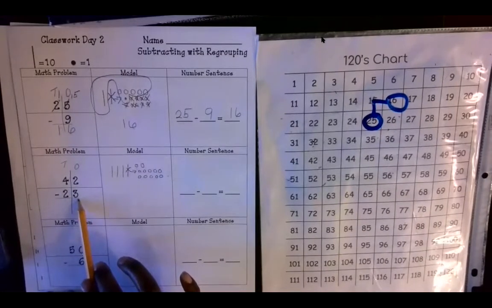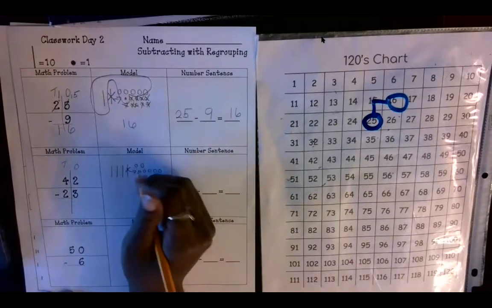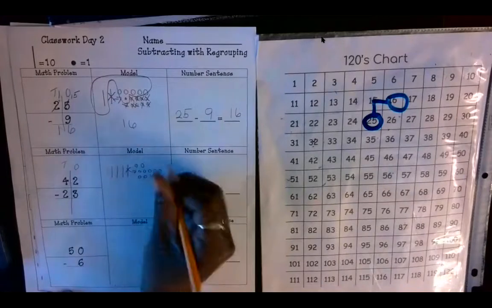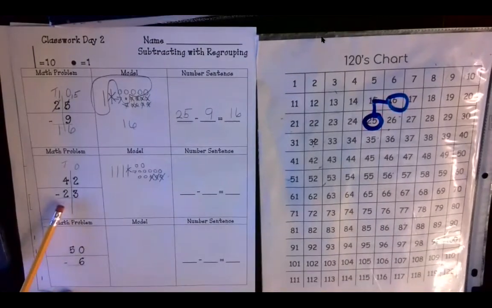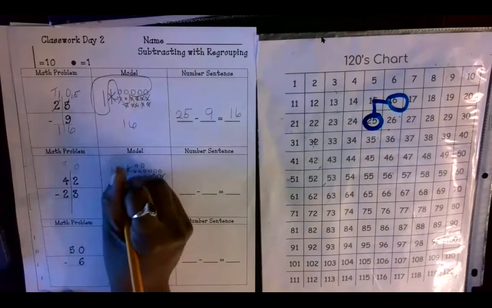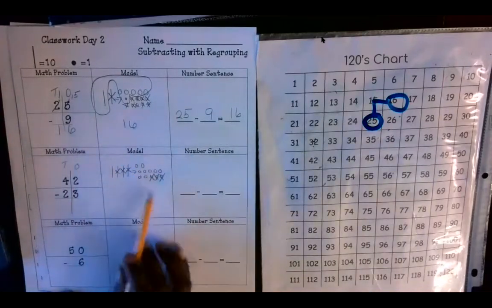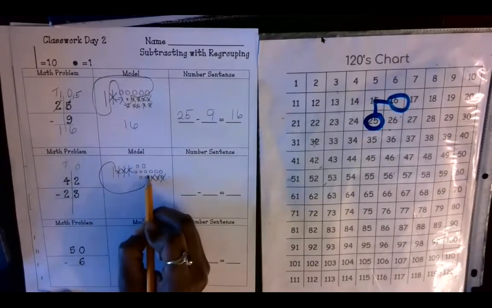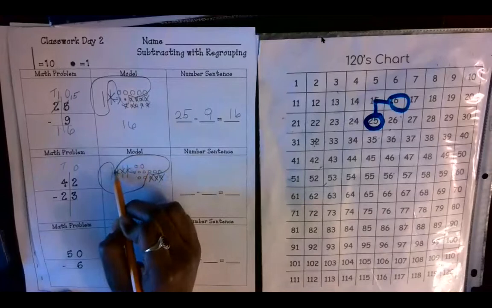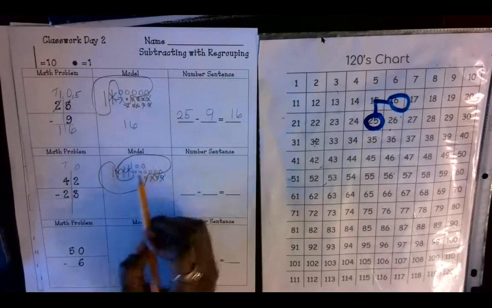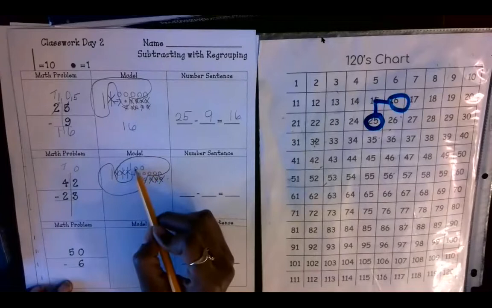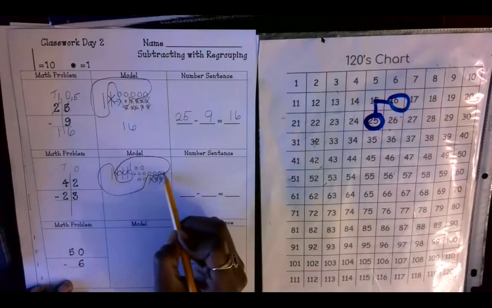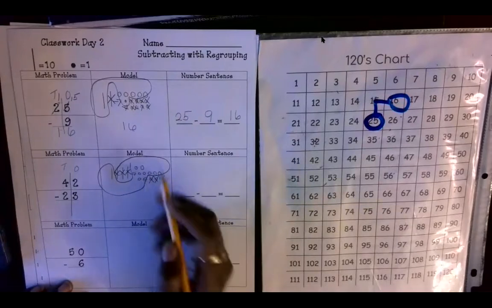I can take away 3. So I'm going to subtract 3 ones. 1, 2, 3. And then I need to subtract 2 tens. It's because it says minus 23. 10, 20. And I already did my 3. Let's see what we have left. I'm going to circle all that I have left. Okay. So we have 10, 11, 12, 13, 14, 15, 16, 17, 18, 19.